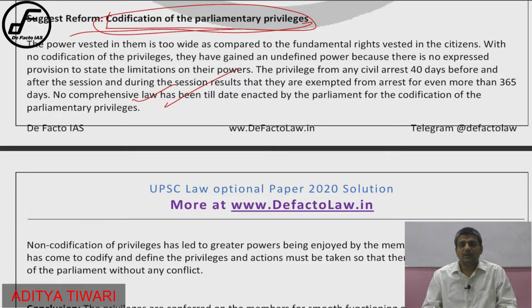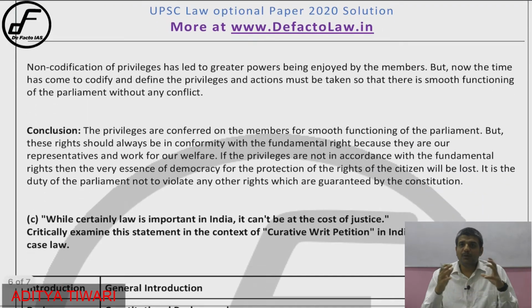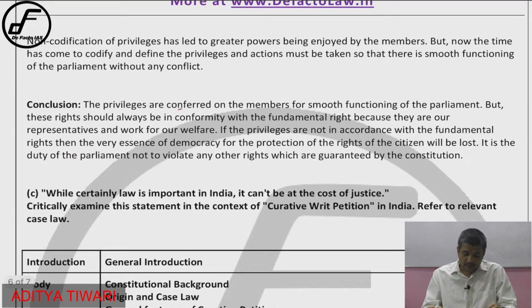If you read the privilege part of the Constitution, it says subject to the Constitution and the rules made on that behalf by Parliament. These are the privileges, right? It means it is not codified, right? Not codified. Okay, so it needs to be codified. Okay, that is the first thing.